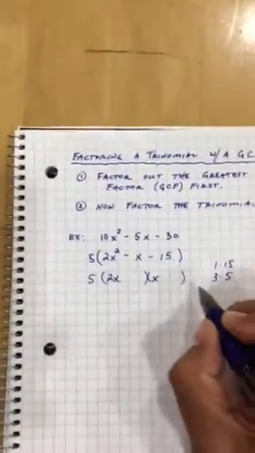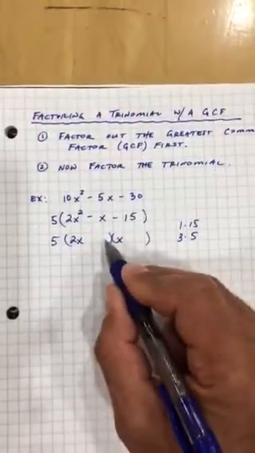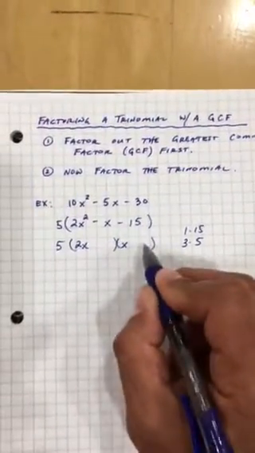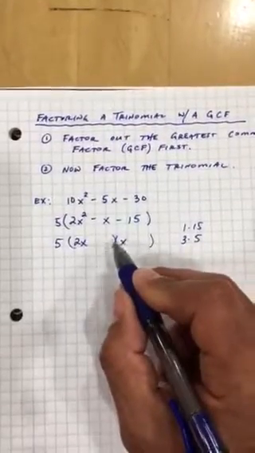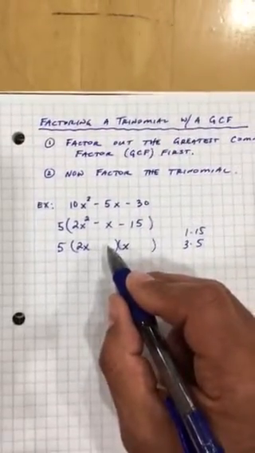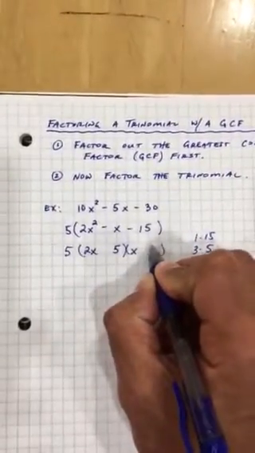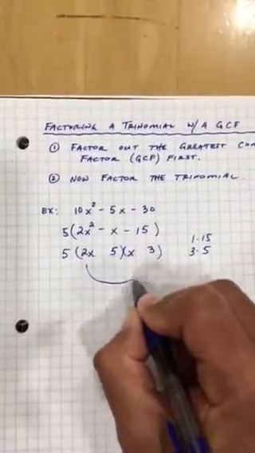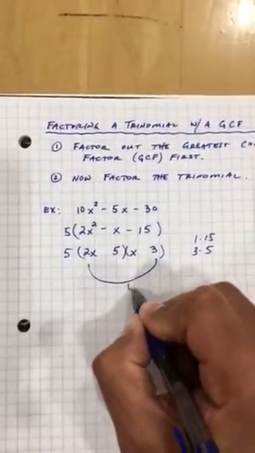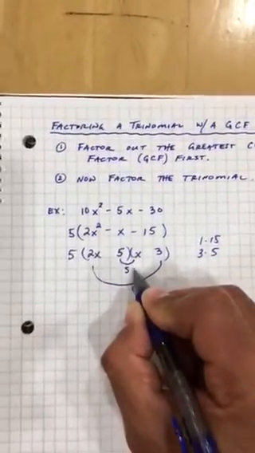And this becomes kind of a game of guess and check. I'm going to put 1 and 15 in here, or 15 and 1, 3 and 5, or 5 and 3. Let's see, I'm going to put 5 and 3. And then I'm going to check. These outside terms multiply to be 6x. The inside terms multiply to be 5x.